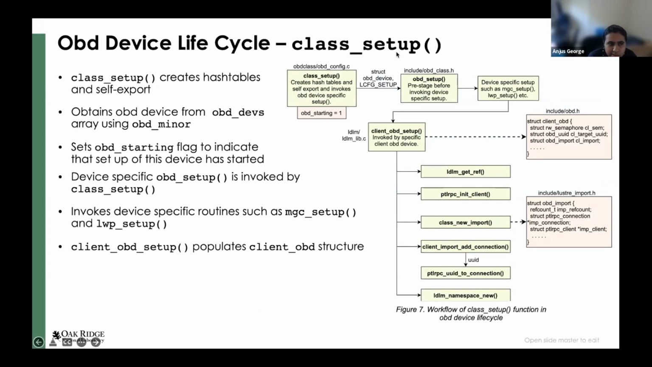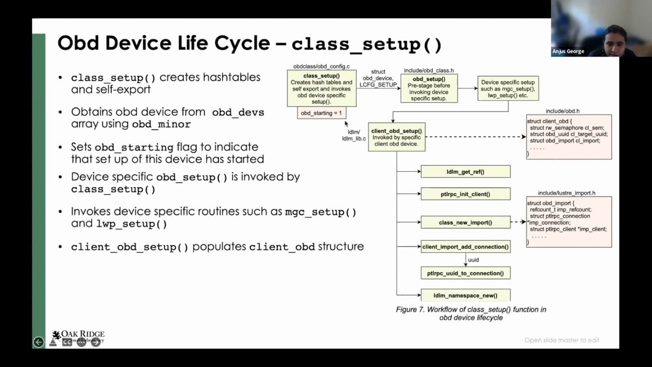The next function that we will discuss in the OBD device lifecycle is class setup. The primary duties of class setup are to create hash tables and self exports, and then call the OBD type specific setup function. As an initial step, this function obtains the OBD device from the OBD devs array using the OBD minor number. Then it sets the OBD starting flag to indicate that the setup of this OBD device has started.